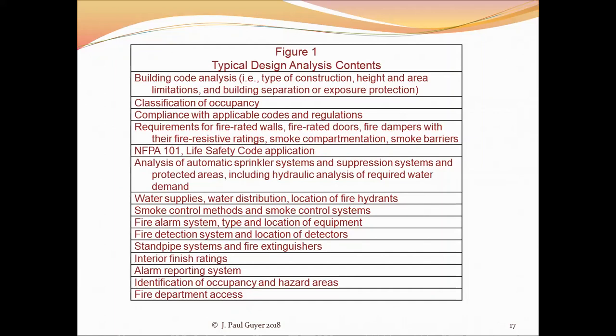Building code analysis. What code are you using? Tell the reviewers. And what is the type of construction as defined by that code? You're building the building out of concrete, steel, wood, hay bales. And so you tell them what the type is as defined by the applicable building code, and any height and area limitations, building separations, or exposure protection.